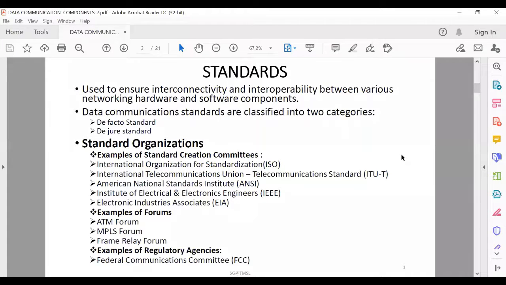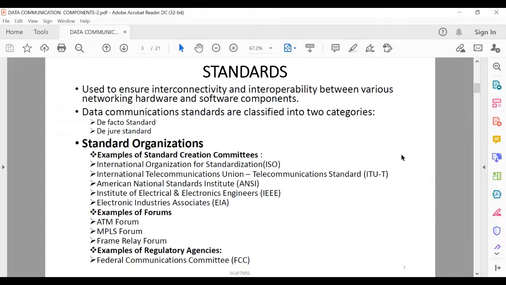One is the de facto standard, another is the de jure standard. De facto standards have not been approved by an organized body but have been adopted as standards through widespread use. De facto standards are often established originally by manufacturers that seek to define the functionality of a new product or new technology. And de jure standards have been legislated by an officially recognized body.